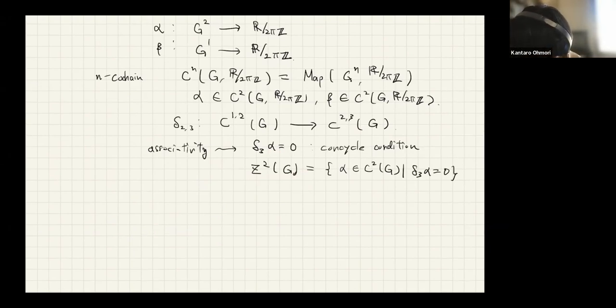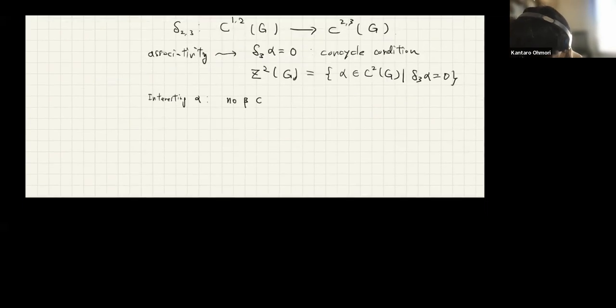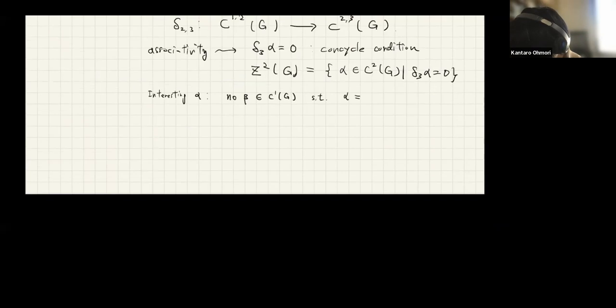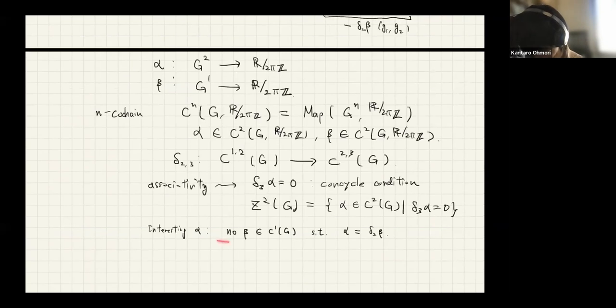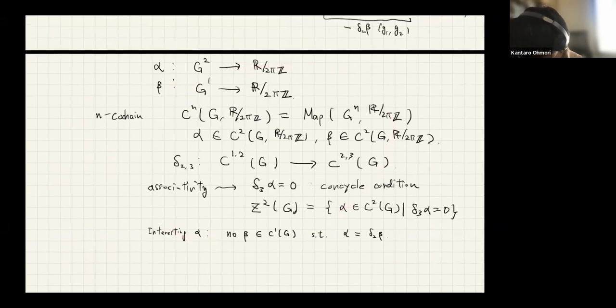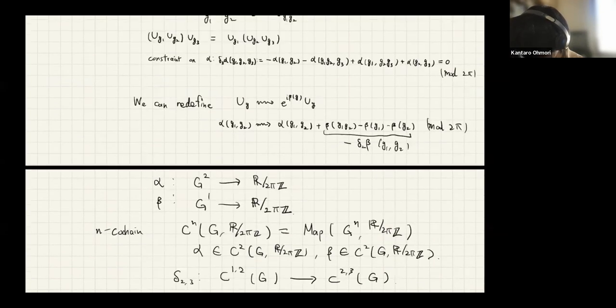Also, the interesting alpha is such that there is no one-cochain beta such that alpha is delta 2 of beta. Okay, so on this page I just introduced the notation and rewrote this and that.